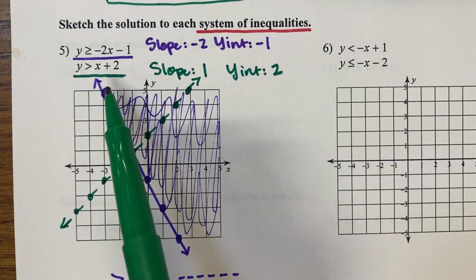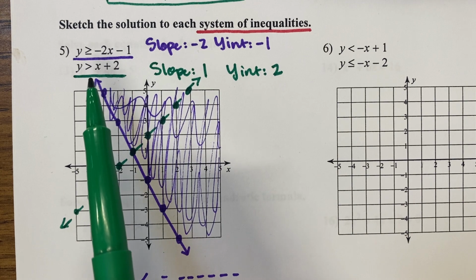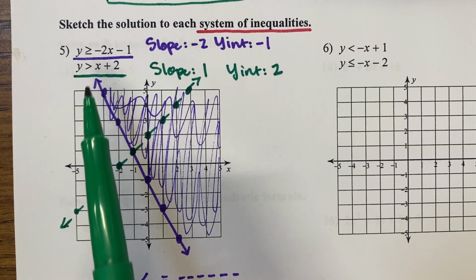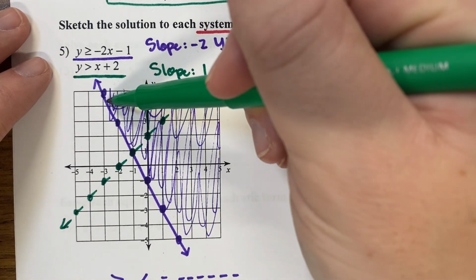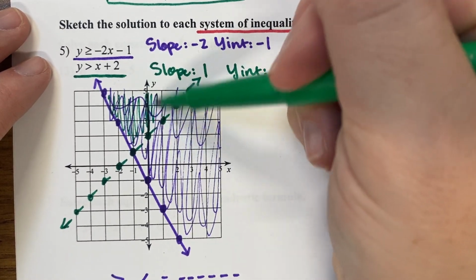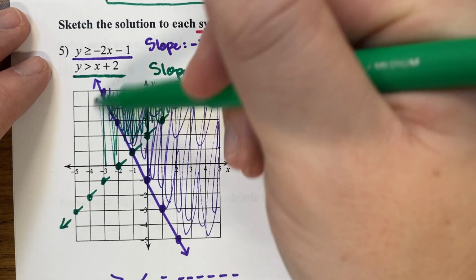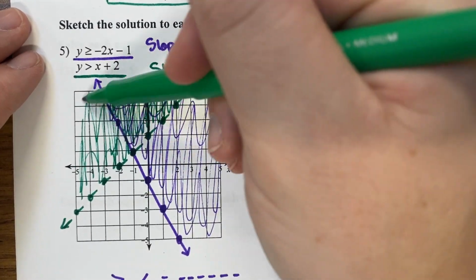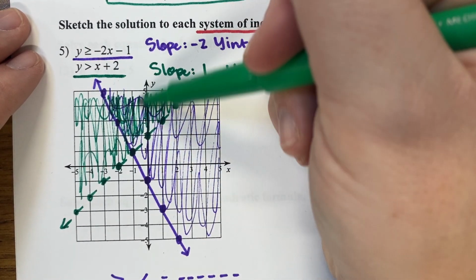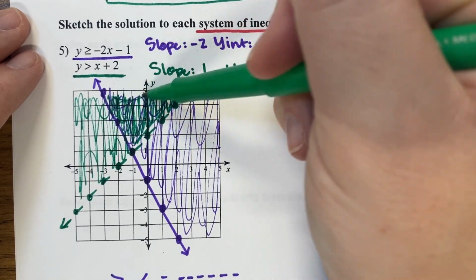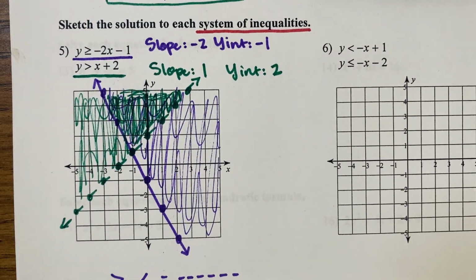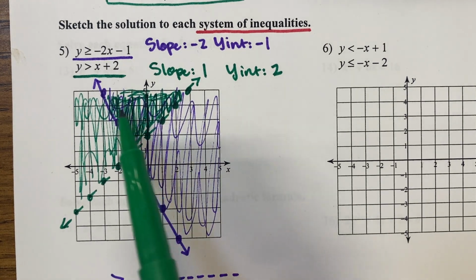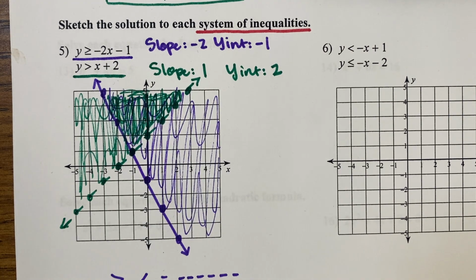Now for this guy, I also need to shade. So again, this is saying y is greater than, so I need to shade where my y's are getting greater than that green one. So it would be shaded everything above the line. Now the solution to this system of inequalities is this dark spot where they're both shaded. So any point within that darker shaded spot is a solution.